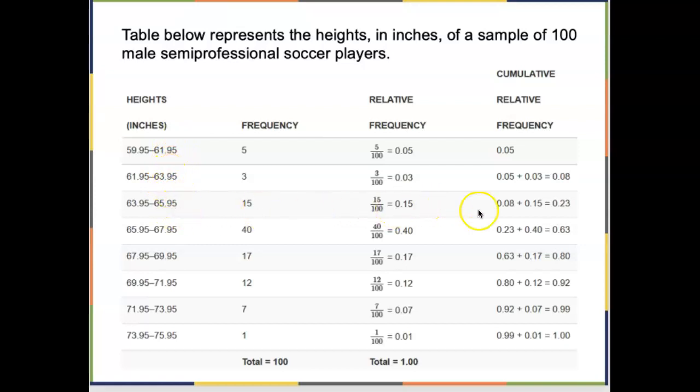The same thing is true for the third class. We add these 3 relative frequencies together to get 0.23, or 23% of the soccer players were less than 65.95 inches. In chapter 2, then, we're going to use this frequency table for some other types of graphs.